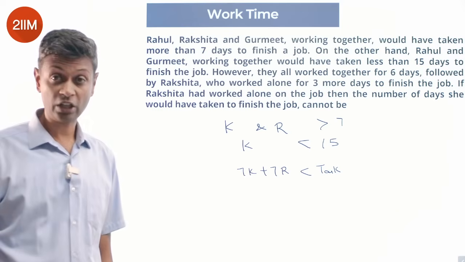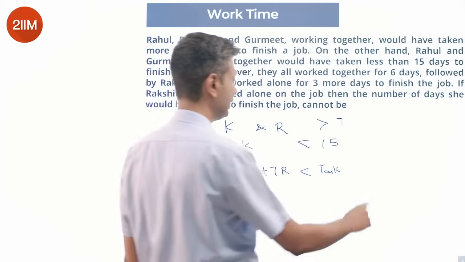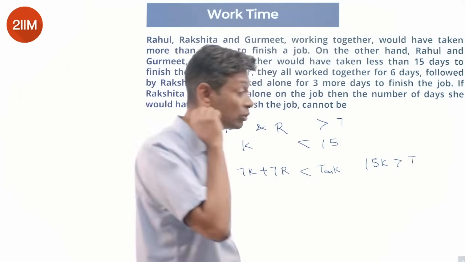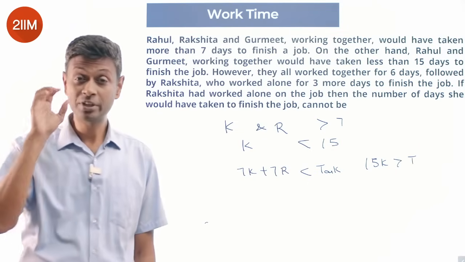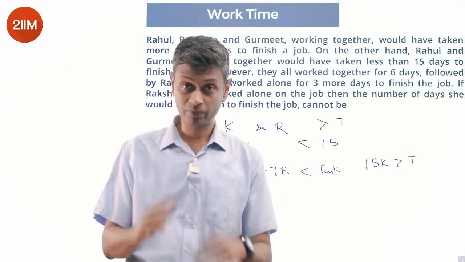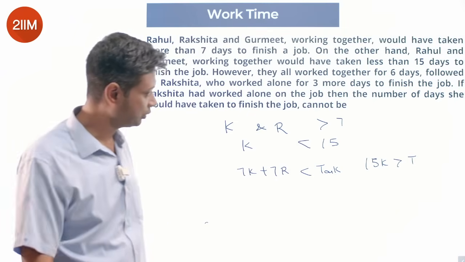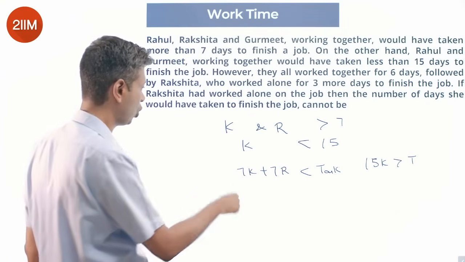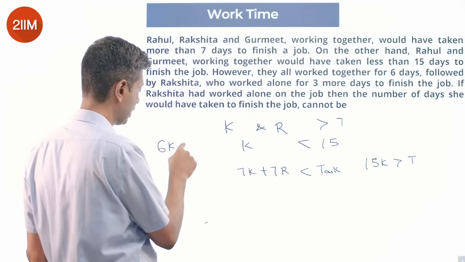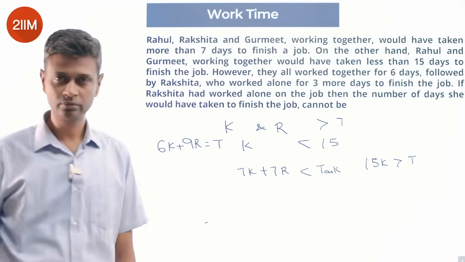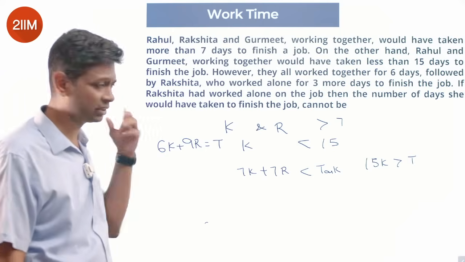K can finish the task in 15 days, or 15k is more than the task. If k works for 15 days, he or she or that unit will finish more than the task. In fewer than 15 days, they finish the task. So 15k is greater than the task. We also know that 6k plus 9r is equal to the task.